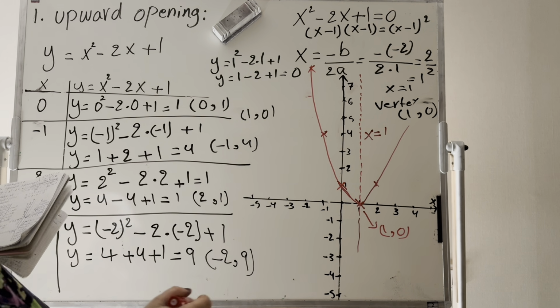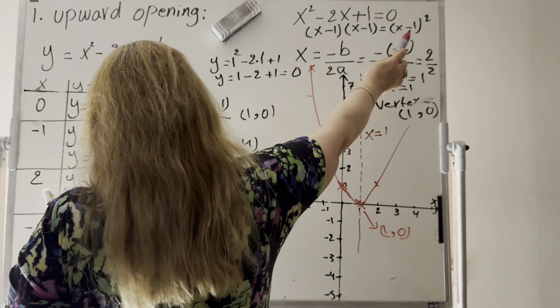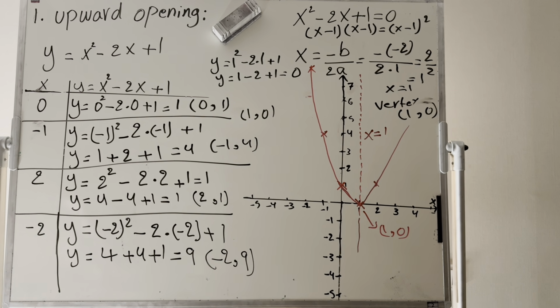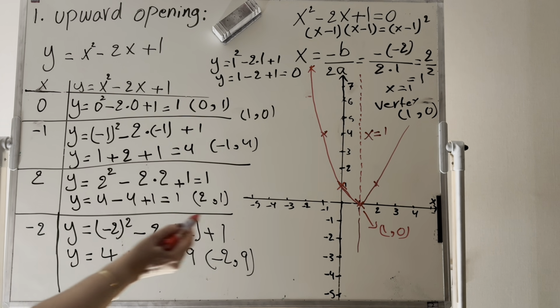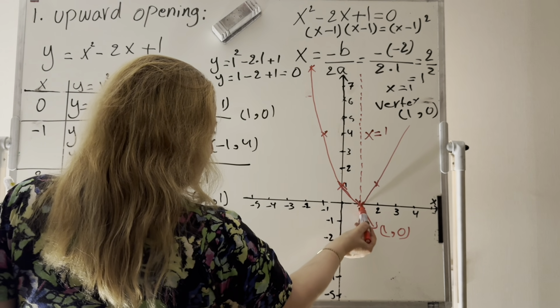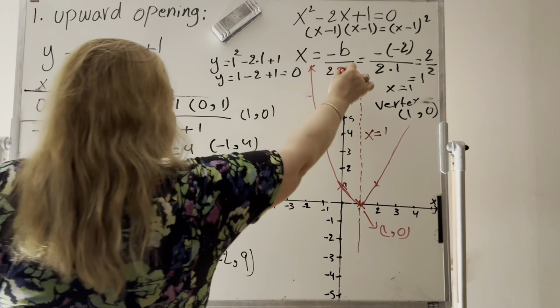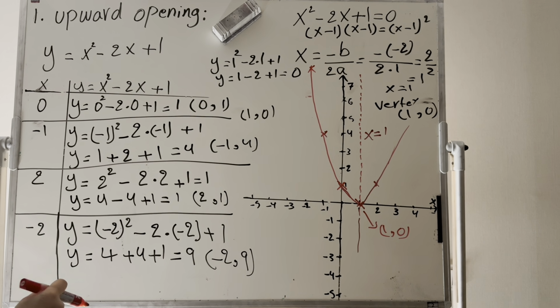And here, because we have a repeated root, we have just 1, 0, 0. The vertex, the turning point, always lies on this line. This is the turning point, and it lies on this symmetry line. The symmetry line divides the parabola into perfectly symmetrical halves.